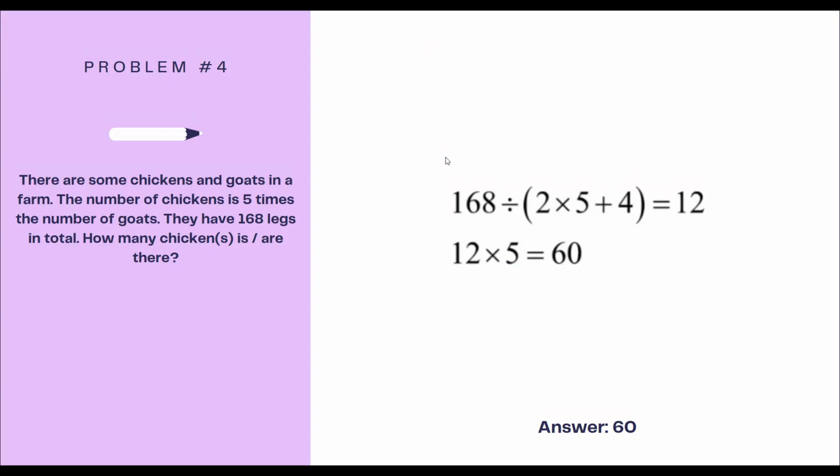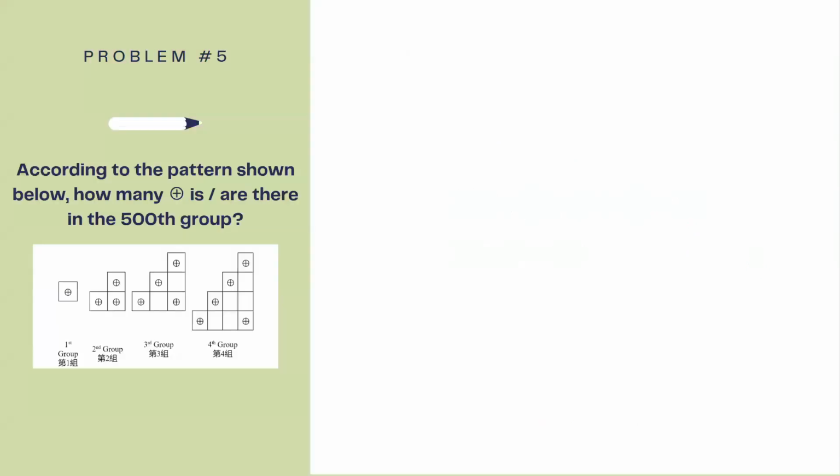Don't worry, for every problem I only explain the solution because it is just a review. Now we proceed to problem number 5. According to the pattern shown below, how many of the symbol are there in the 500th group? What do you think is the answer?